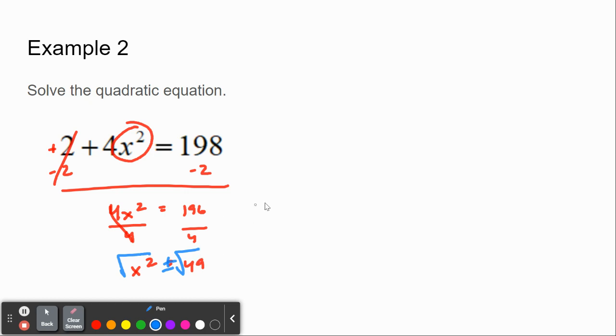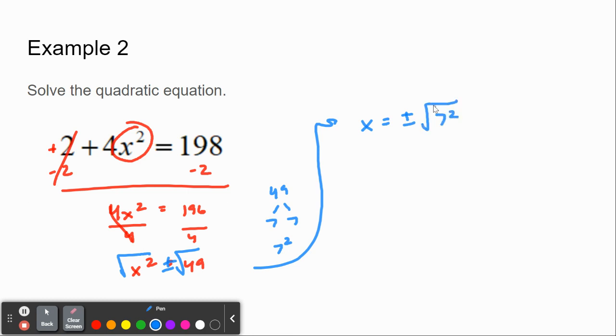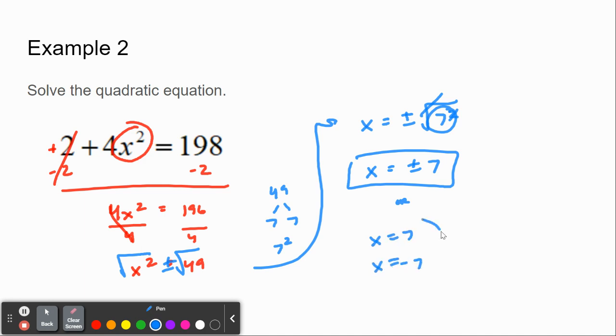So let's simplify the 49. We actually did it earlier. 49 is actually 7 times 7. So 49 is actually just 7 squared. So if I take this up here, I'm going to do x equals plus or minus the square root of 7 squared. And the square root and the squared cancel, and the 7 comes out, and your 2 answers are just plus or minus 7. You could split it again, or you could write it as x equals 7 and x equals negative 7.